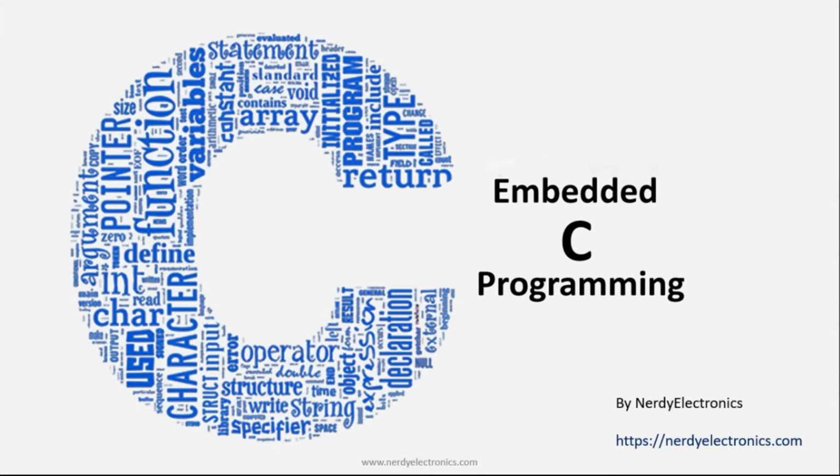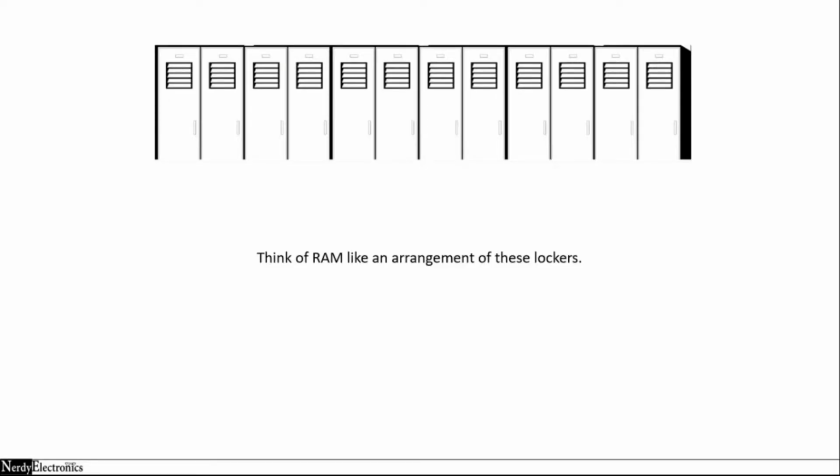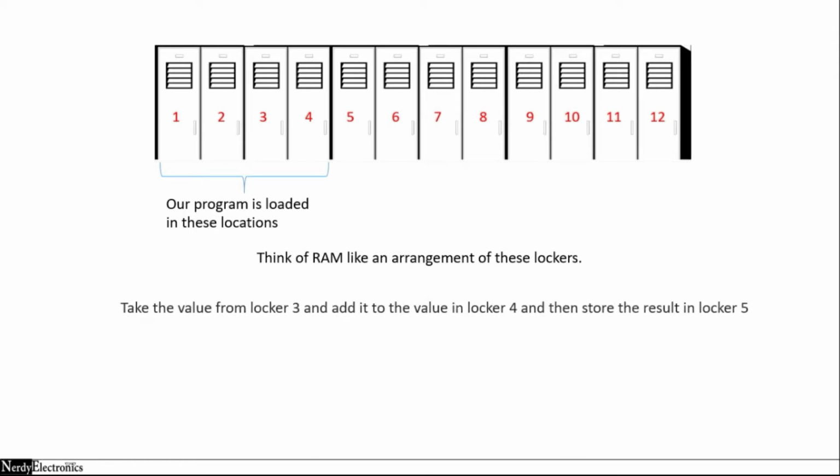Hello and welcome back. Let's take an example of RAM. Think of RAM like an arrangement of these lockers. They are numbered from 1 to 12. Our program is loaded in these locations in RAM. Now say our program is that we have to take the value from locker 3, add it to the value in locker 4, and store the combined value in locker 5.